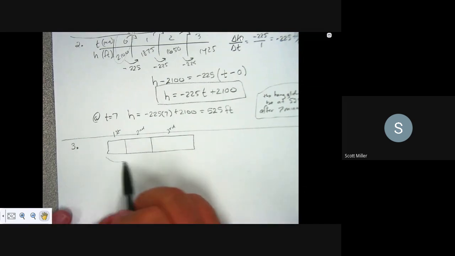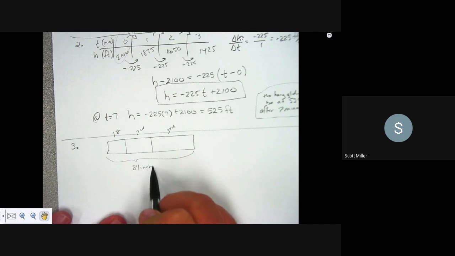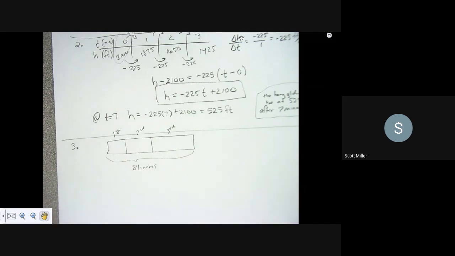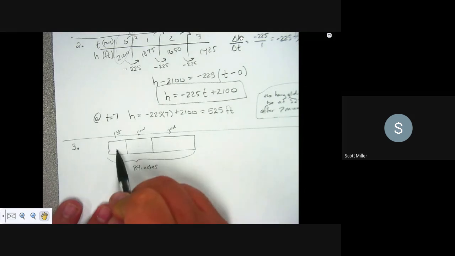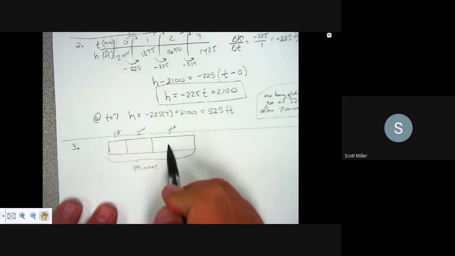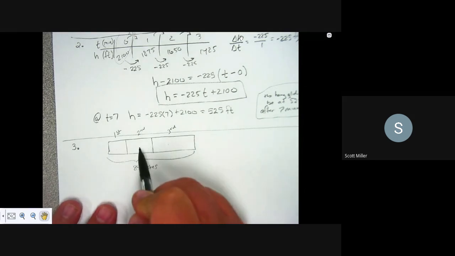I know that this right here is 84 inches long. I'm in the understanding phase still. Do I understand what's going on? Put myself in the problem. I'm the guy that's cutting the wood. What do I know? I know that this piece is 6 inches longer than that one, correct? And I know that this piece is 6 inches longer than that one.